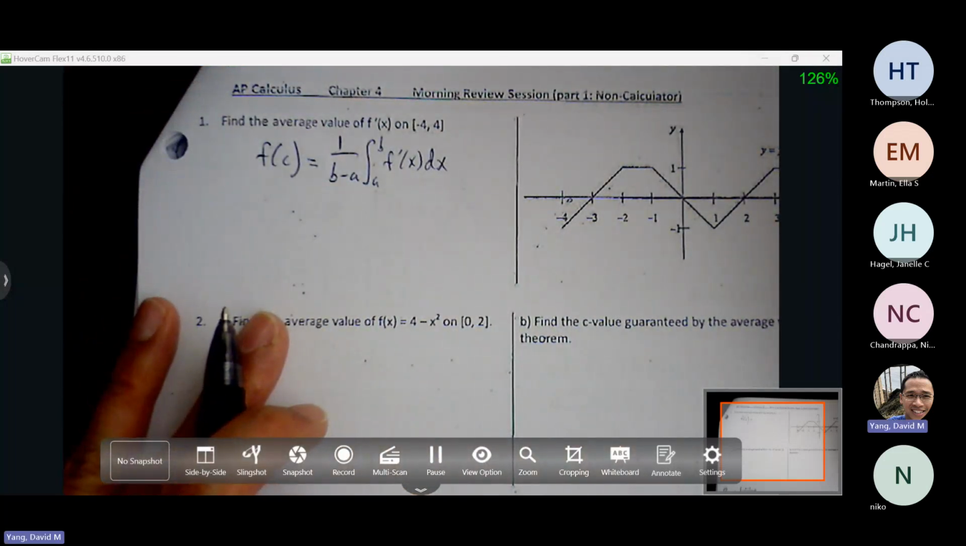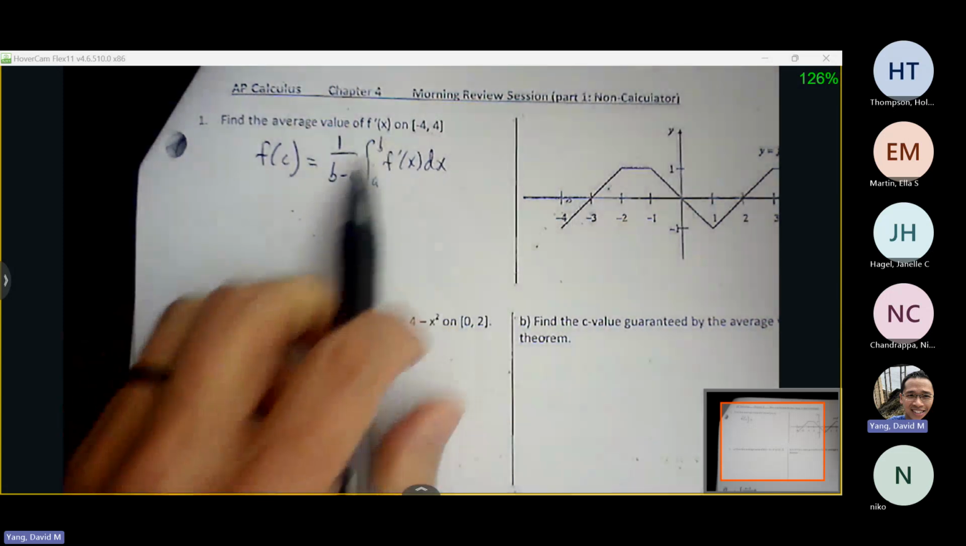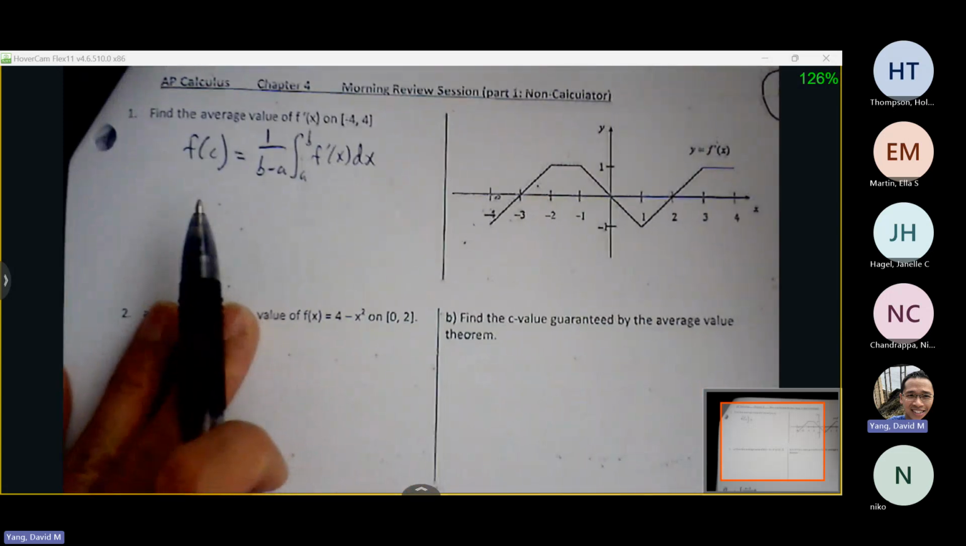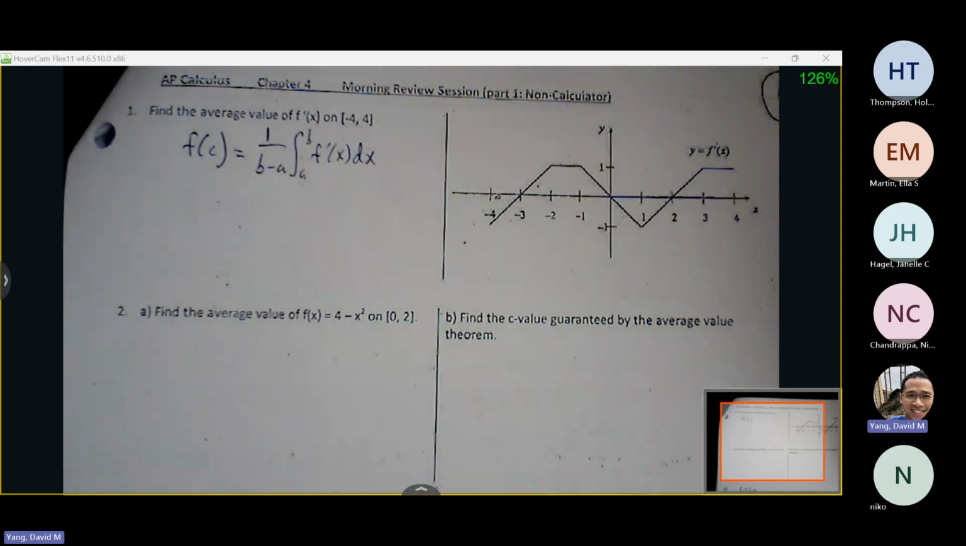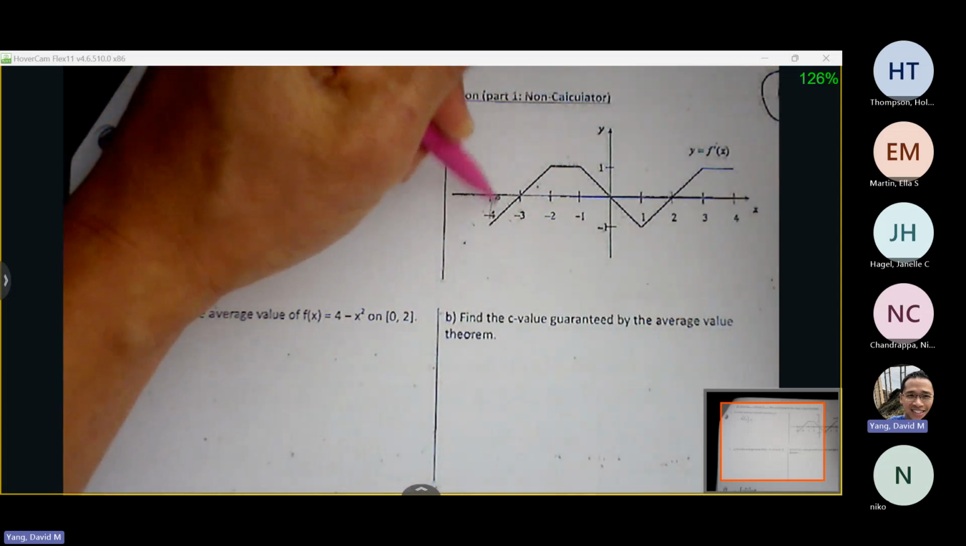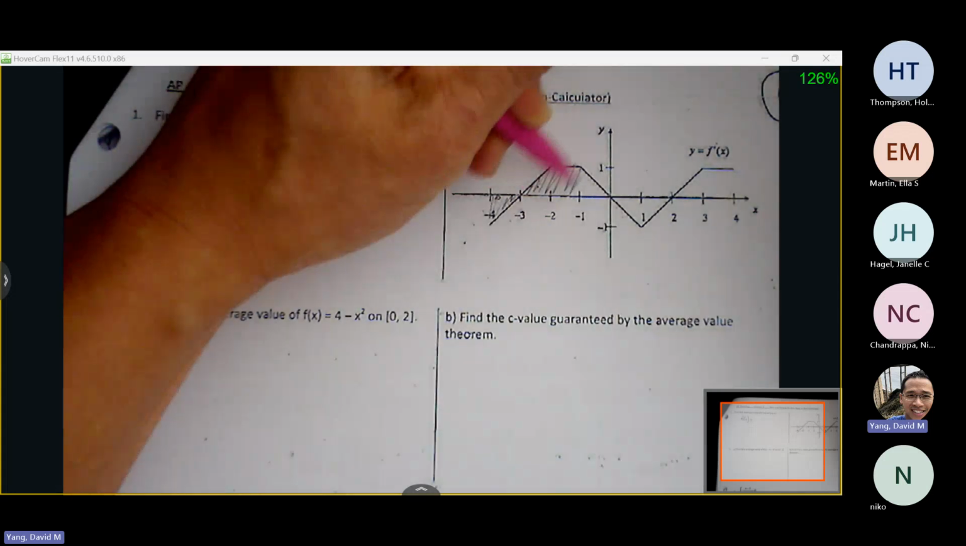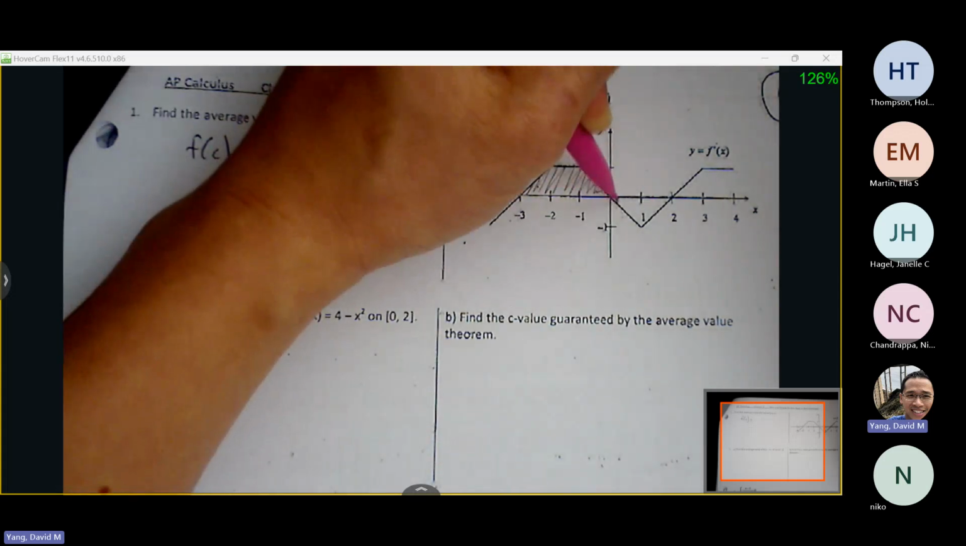So this one, we don't have a formula to plug in. We're just going to be relying on the regions that we see. Remember, we're only looking at what's between the graph and the x-axis. So I think it's helpful to shade in the region that we're working on. You may see other shapes, but if it's not between the graph and the x-axis, then it's not part of our graph.